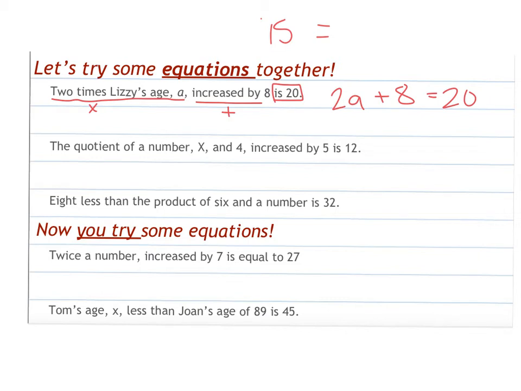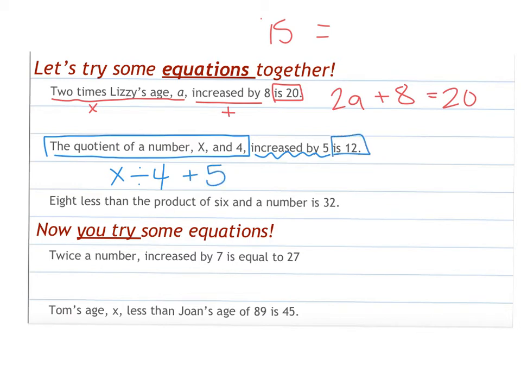Next one, the quotient of a number x and 4 increased by 5 is 12. So again, I'm going to break this apart. So the quotient of a number, the unknown x and 4, so that means we're taking x divided by 4, increased by 5, well, increased meaning addition, is 12. And that is the equal, so equals 12.